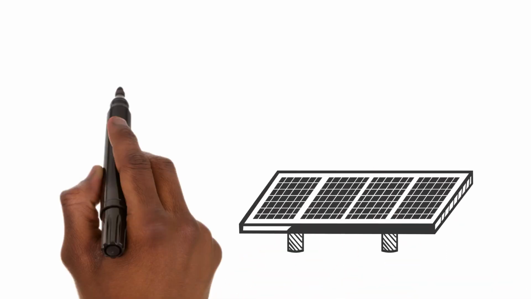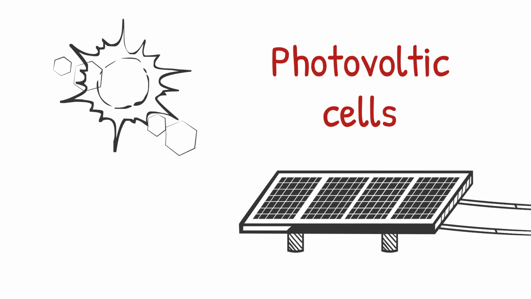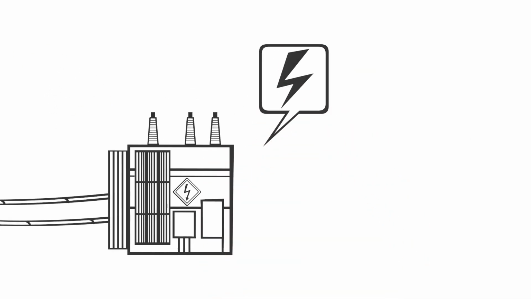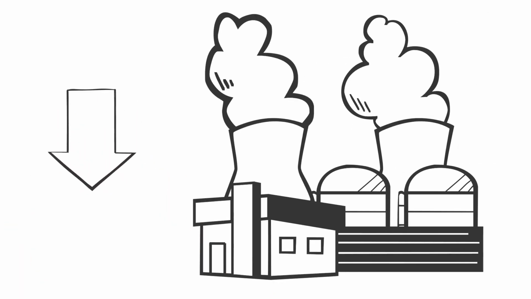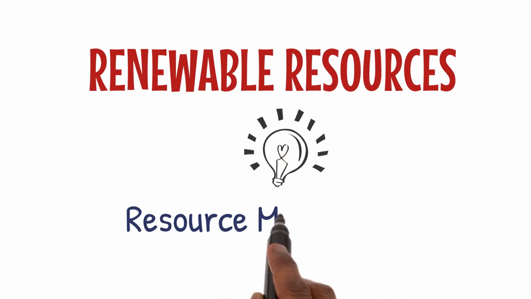Solar energy, harnessed through photovoltaic cells, is abundant and clean. It has the potential to meet a significant portion of our energy needs while reducing greenhouse gas emissions. Understanding the significance of these renewable resources is the first step towards responsible resource management.